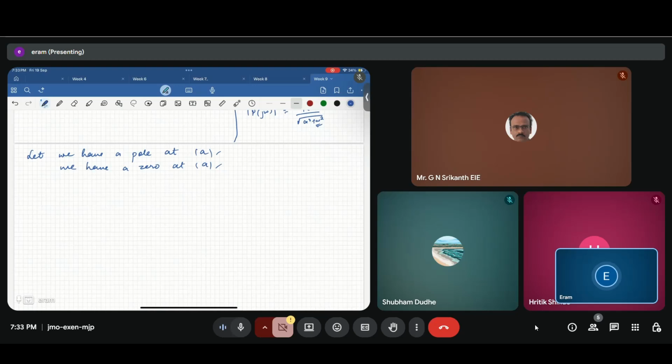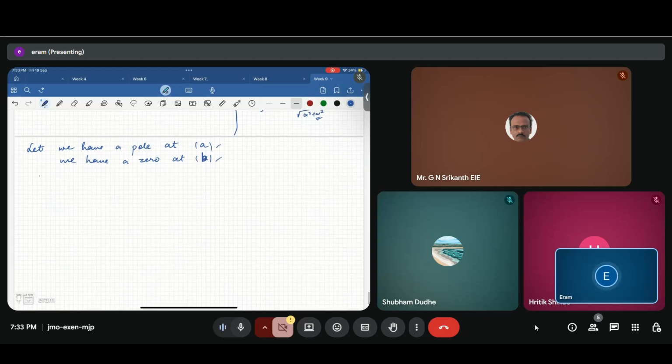Then our transfer function, sorry, let's call it b, because if we keep both as a, we know only the magnitudes are same, not the sign. So let's call it a and b. So we have the transfer function P given as s plus b divided by s plus a. So let's say this is our transfer function. We have one pole and one zero.